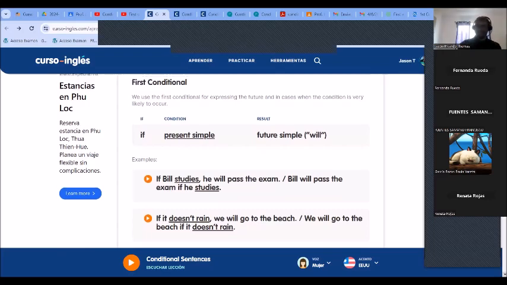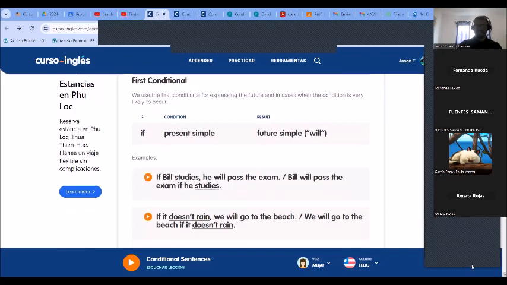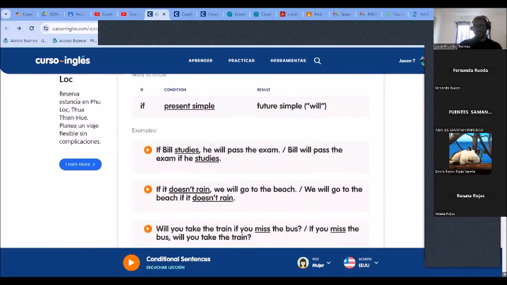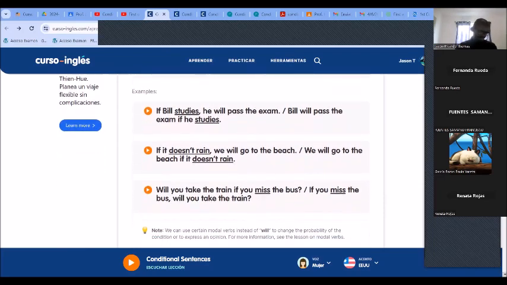Examples. If Bill studies, he will pass the exam. Bill will pass the exam if he studies. Good. If it doesn't rain, we will go to the beach. We will go to the beach if it doesn't rain. Will you take the train if you miss the bus? If you miss the bus, will you take the train?